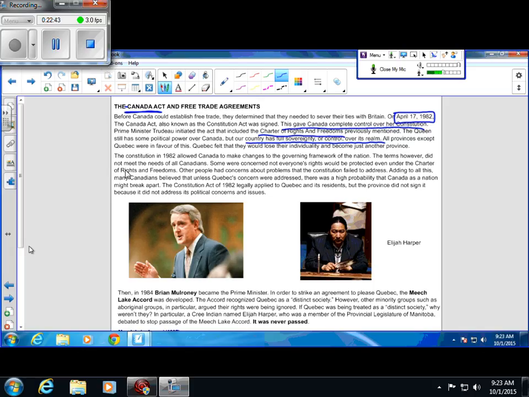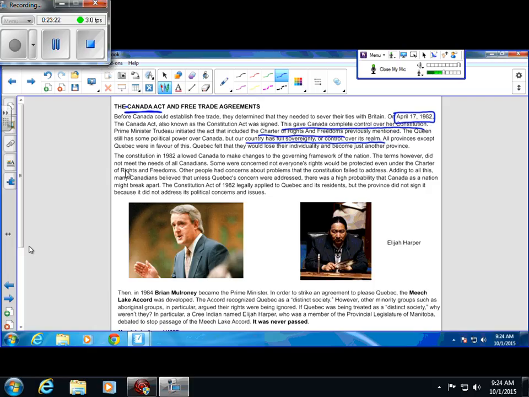The Constitution Act or the Canada Act in 1982 allowed Canada to make changes to the governance framework of the country. The terms, however, did not meet the needs of all Canadians. Some were concerned not everyone's rights would be protected under the Charter of Rights and Freedoms. Other people had concerns about problems that the Constitution failed to address. Added to all this, many Canadians believed that unless Quebec's concerns were addressed, there was a high probability that Canada as a nation would break apart.